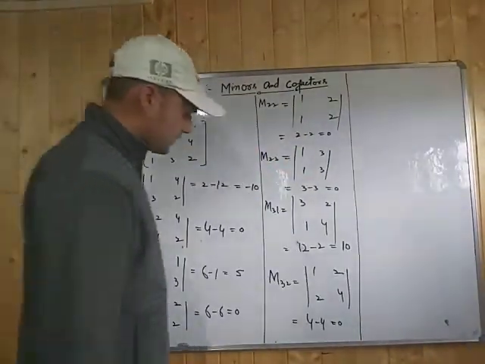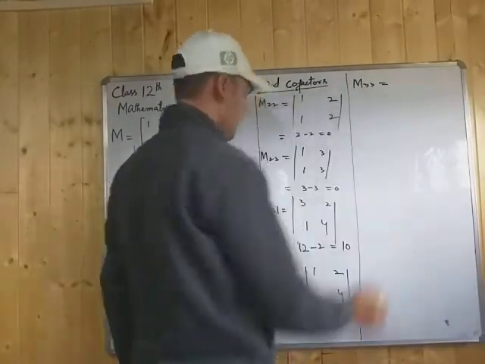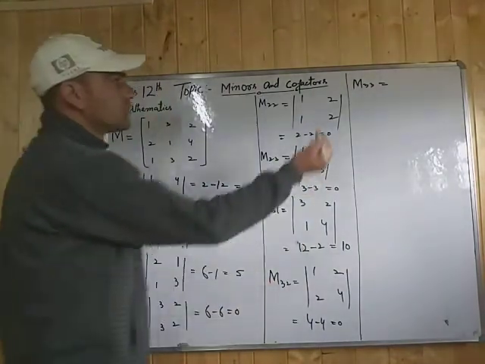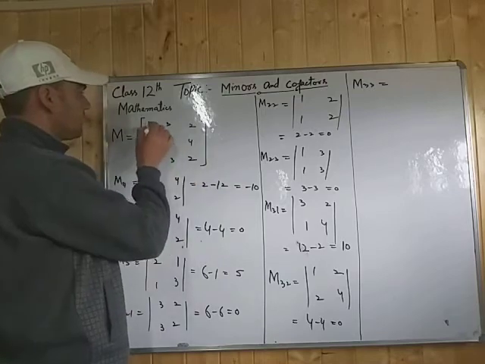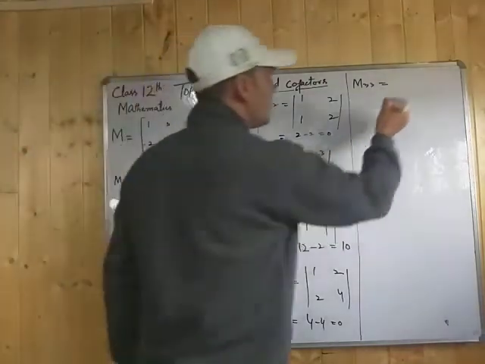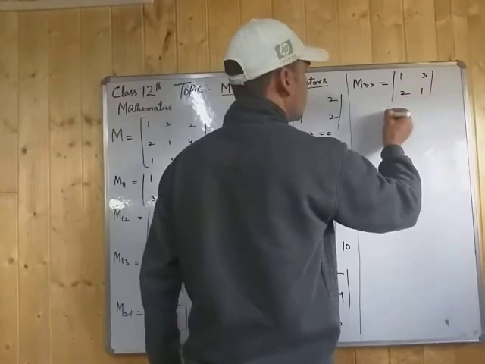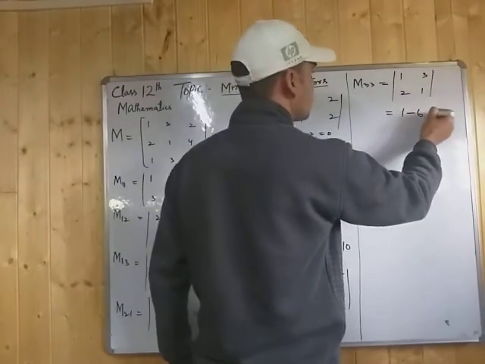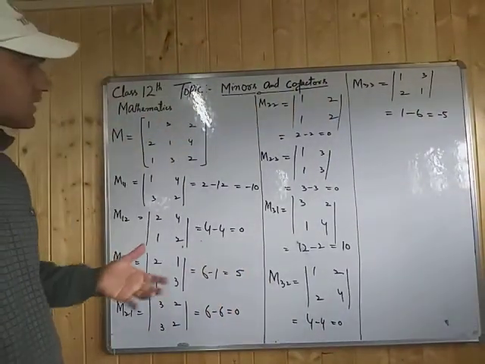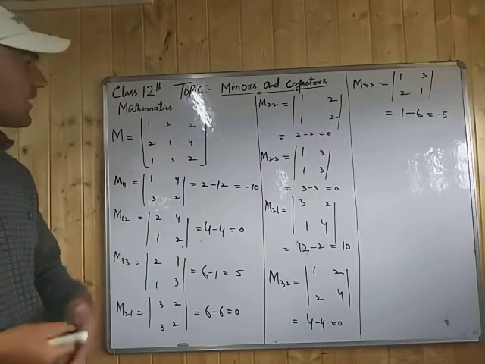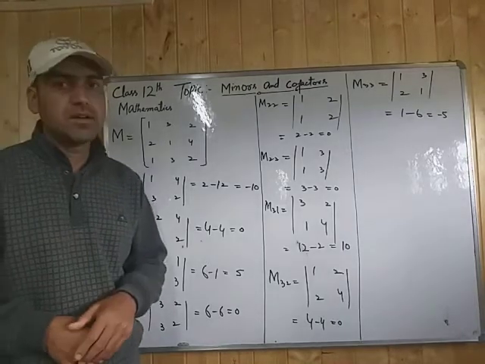Now here we will calculate M33. M33 is equal to, by deleting third row and third column, so it will be 1 3 and 2 1. 1 3 2 1. So that is equal to 1 minus 6, that is equal to minus 5. Now these are the minors, 9 minors. आप देख रहे हैं कि 9 minors हैं इस मैट्रिक्स के. So इस प्रोसेस से आप निकाल सकते हैं minors of the matrix.